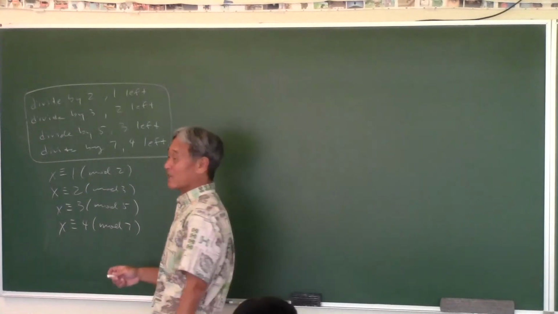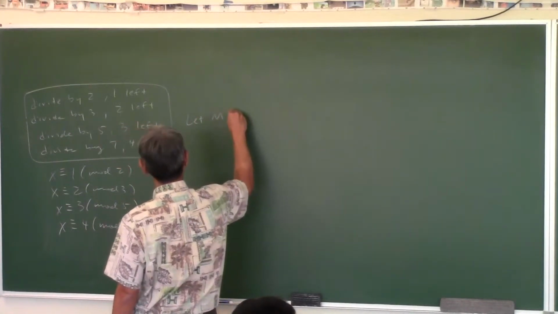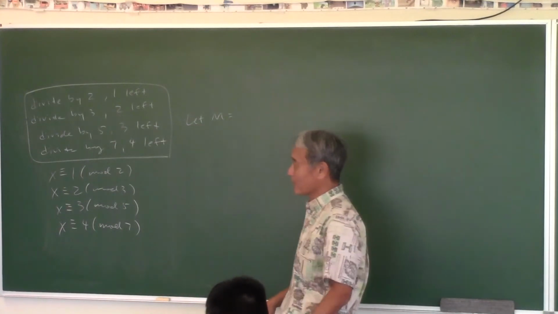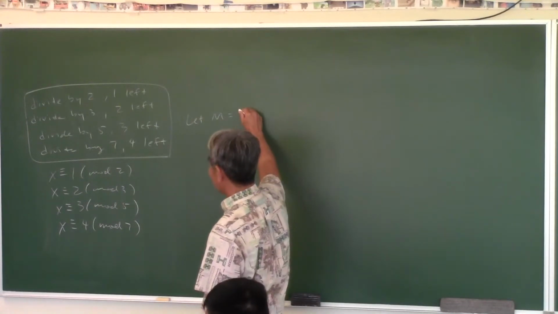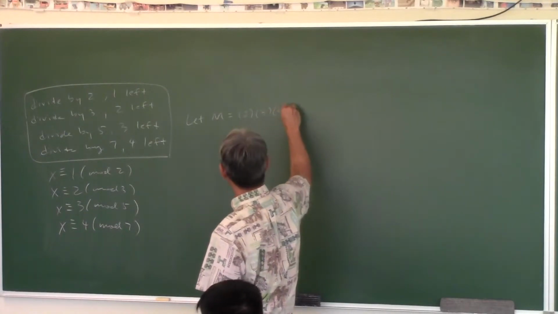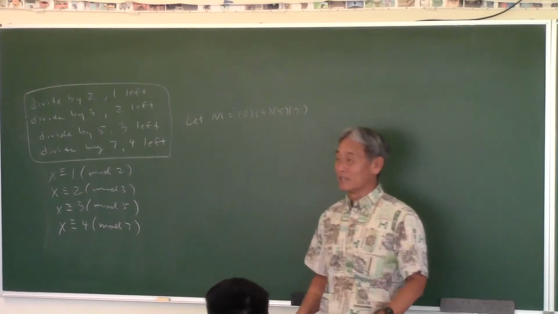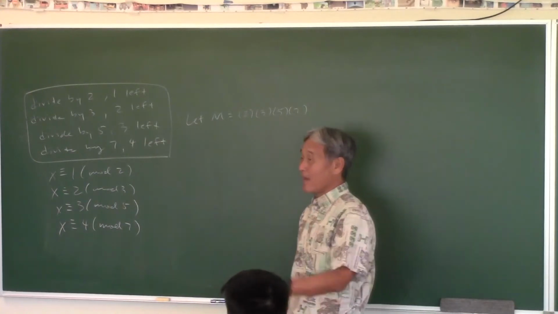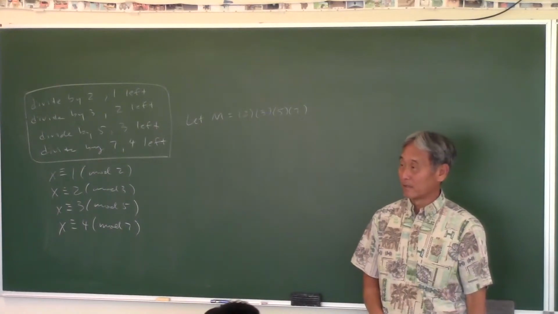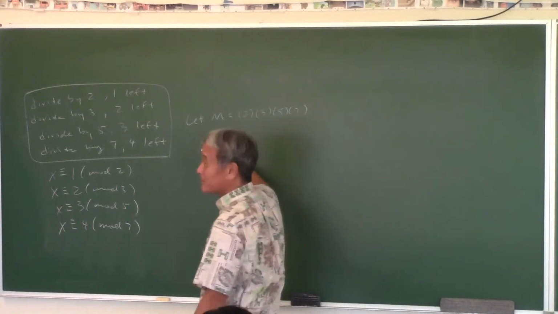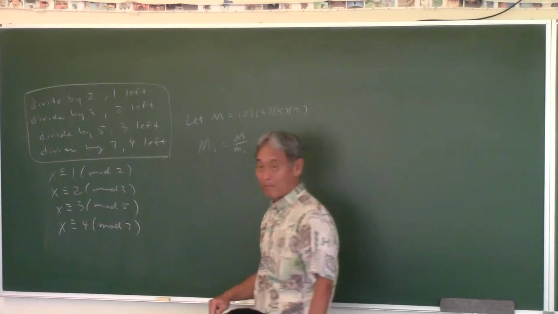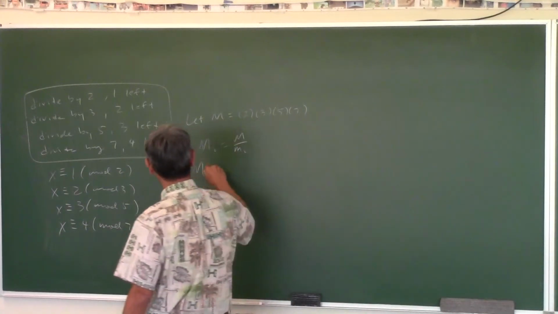Okay, now it says, let capital M be equal to m1 times m2 times m3, for this particular case all the way up to m4, which is 7. So 2 times 3 times 5 times 7. Why don't we just leave it at that? And for each i, capital M sub i equals M over small m sub i. So capital M sub i is equal to capital M, which is this, divided by small m sub i. So therefore, what is capital M sub 1?